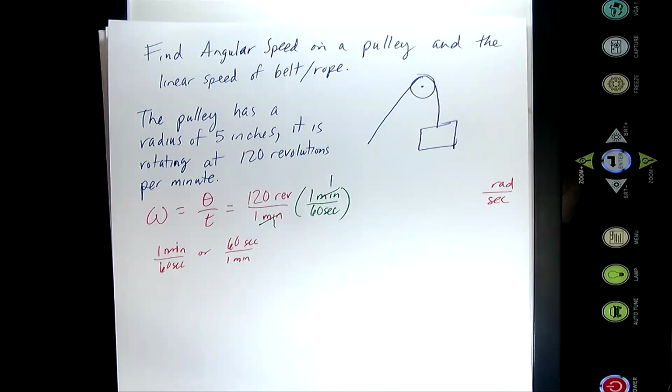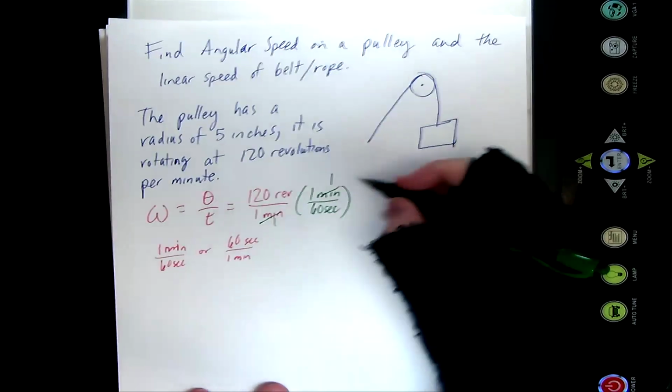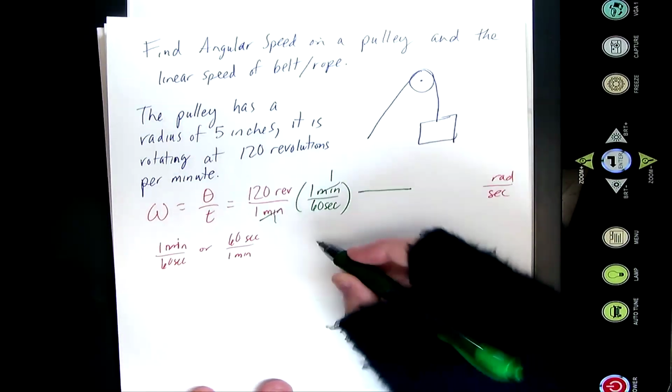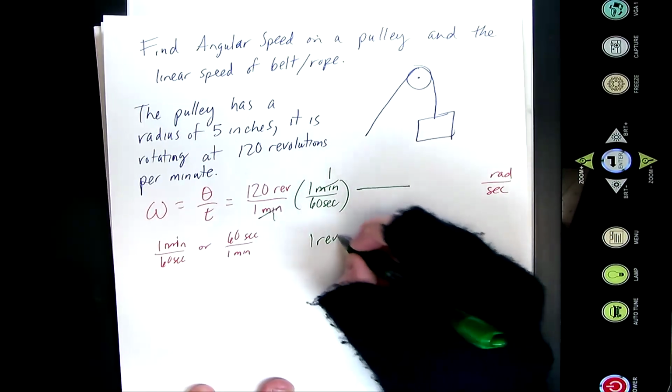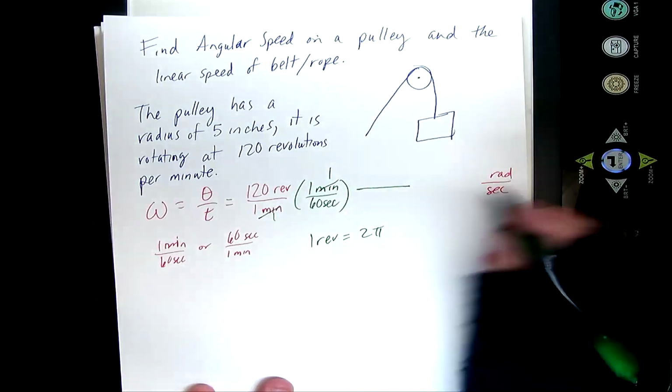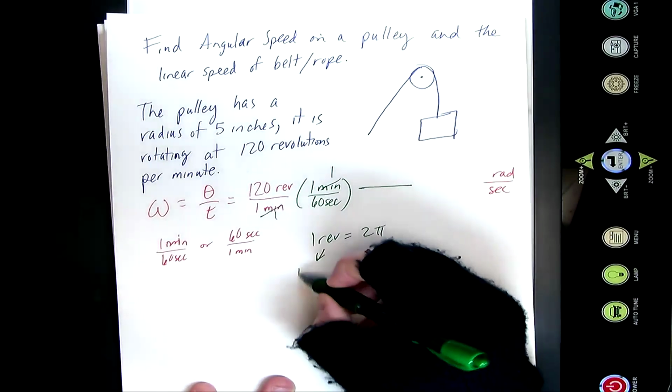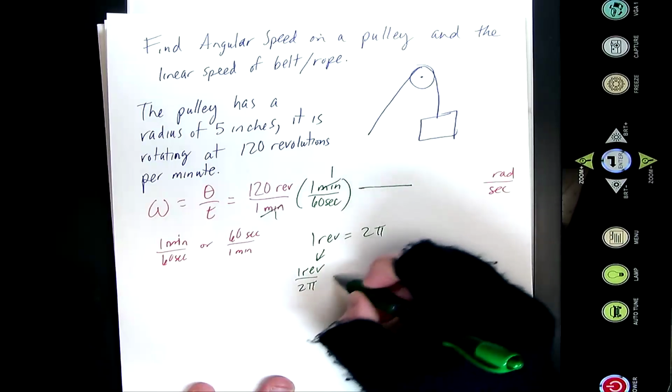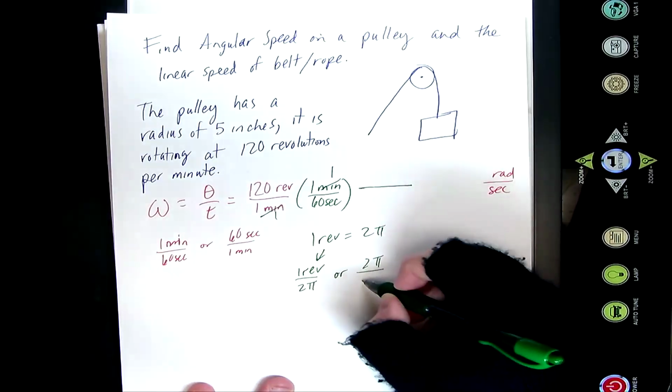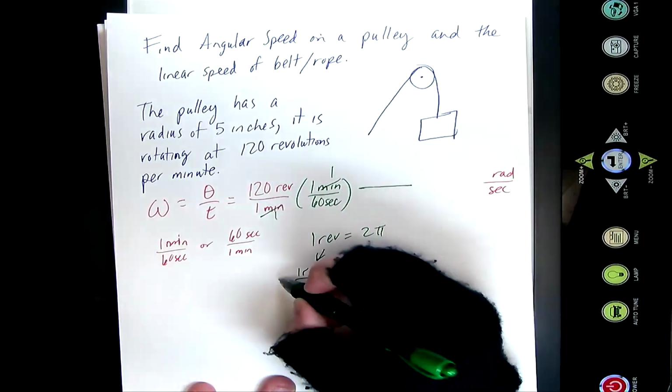How do I go from revolutions to radians? What is a revolution? It's one full circle around, one full revolution is one circle around. And that's 2 pi, right? So 1 revolution equals 2 pi. Which means I can use 1 revolution over 2 pi, or 2 pi over 1 revolution. Both of those are gonna equal 1.